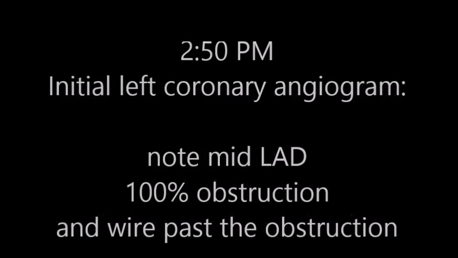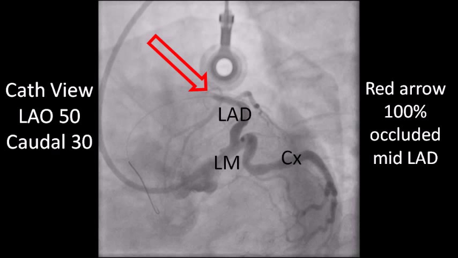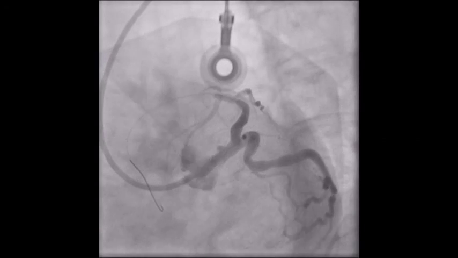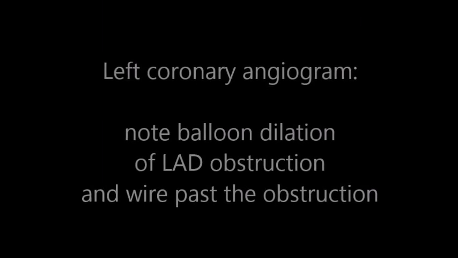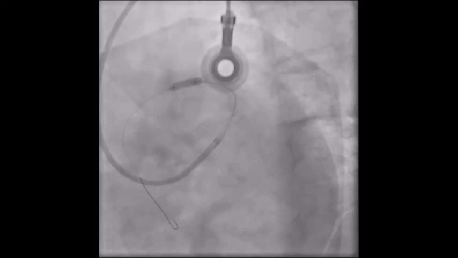Initial coronary angiogram, note mid-LAD 100% obstruction. The wire was passed beyond the obstruction. The red arrow shows the area of 100% occlusion. A balloon dilation of the LAD obstruction was done. See the wire pass the obstruction and the balloon inflated.